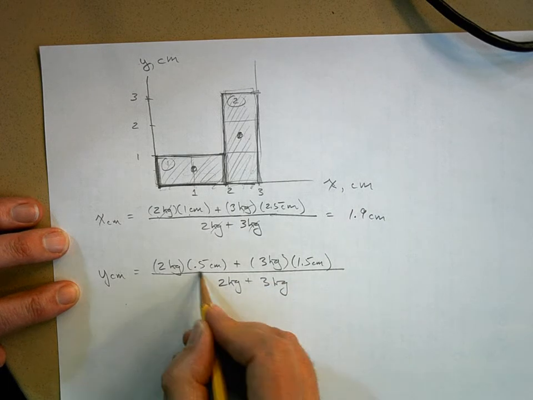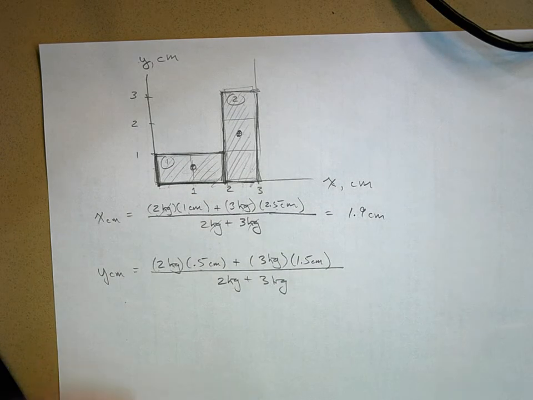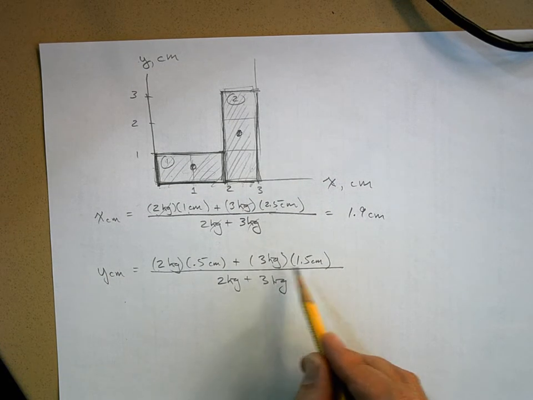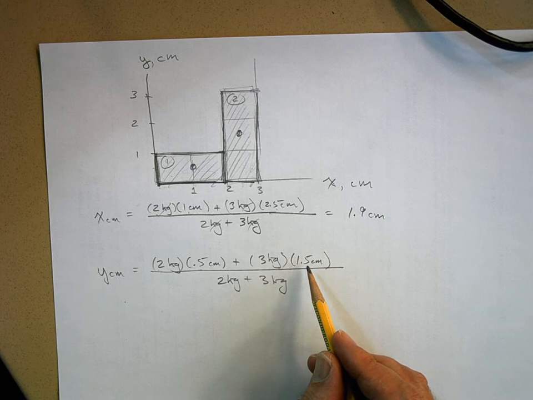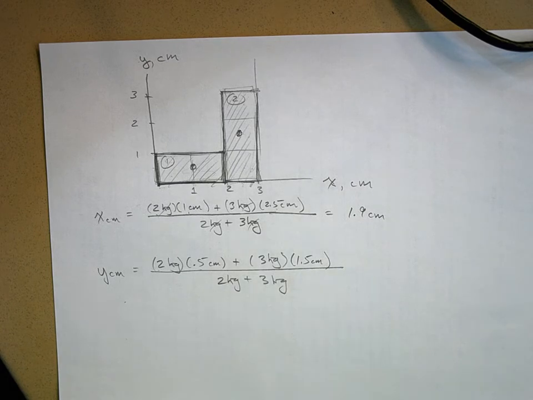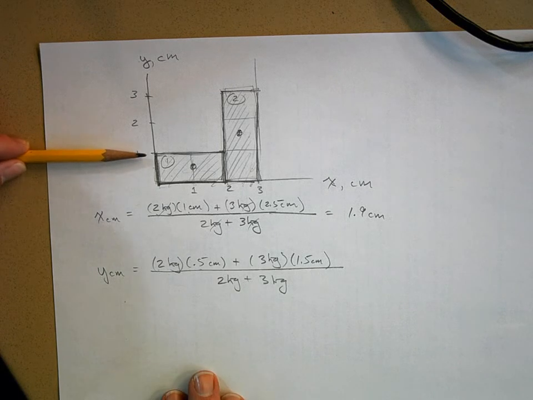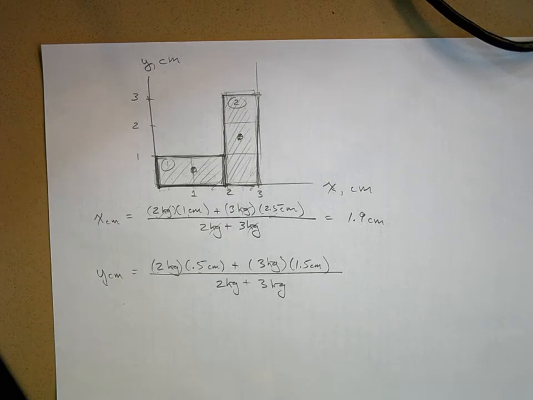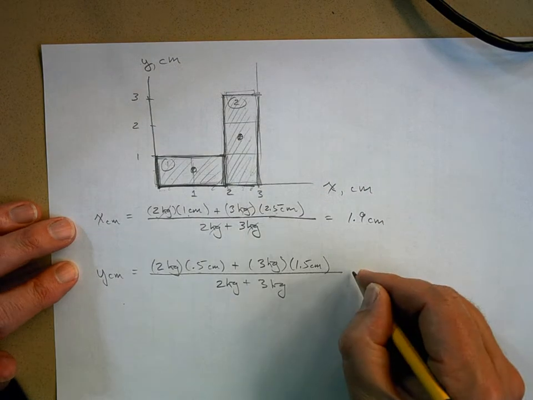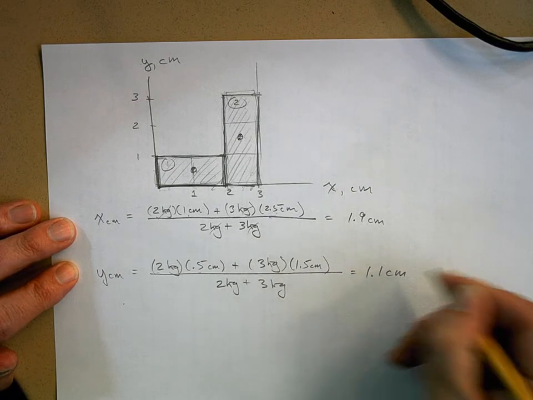And then you divide that by 2 kilograms plus 3 kilograms. So 2 times 0.5 is 1, and then you have 3 times 1.5, which is 4.5, right? So that's 5.5 divided by 5. 1.1. So now think about it. If you were to balance this, wouldn't it balance right about there? Does it seem like it's right about there? Yeah, so the center of mass for this shape is not actually on the shape.